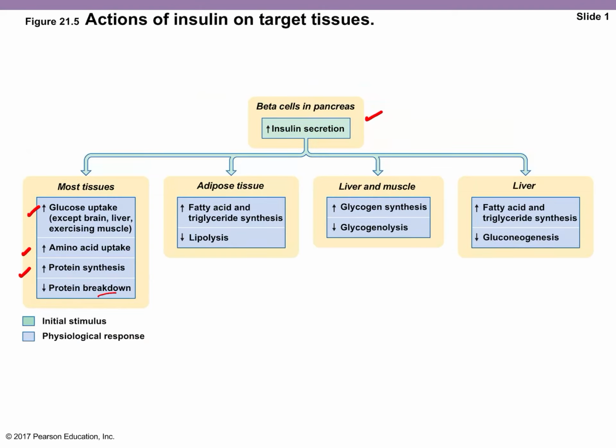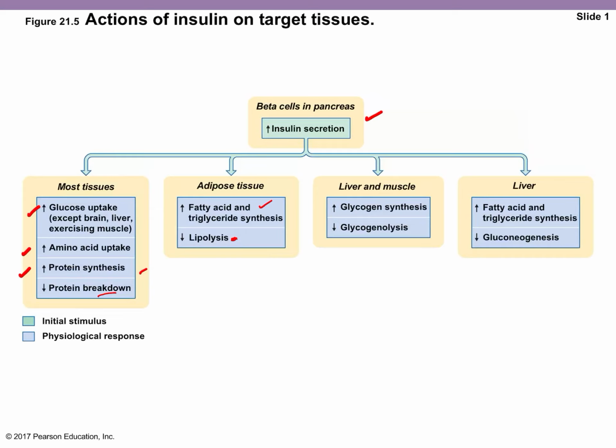So remember, this is anabolic. We want to build up. So we want to take up our nutrients into the cells, and we want to synthesize. We want to build protein. In our fat cells, our adipose tissue, we're going to increase our fat synthesis, right? Our fatty acid and triglyceride synthesis, we're going to increase that so we can store our energy as fat. And we're going to stop the breakdown of fat.